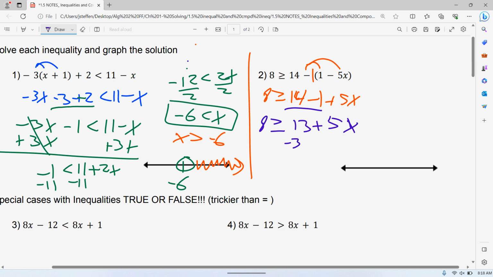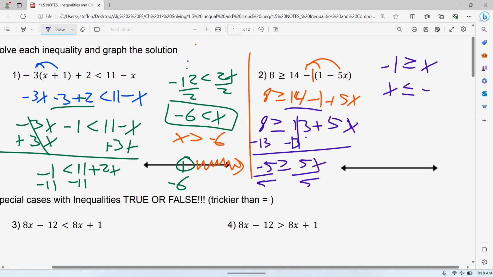And then start solving this two-step equation. Subtract 13. 8 minus 13 is, I believe, -5 rather. Divide both sides by 5. So -1 is greater than or equal to x, which means x is smaller than or equal to -1, whichever way you want to say it.